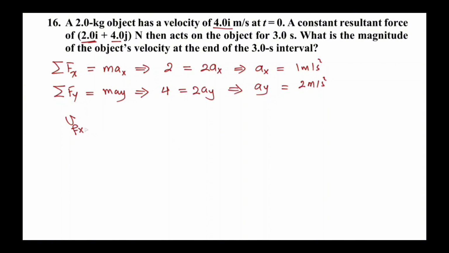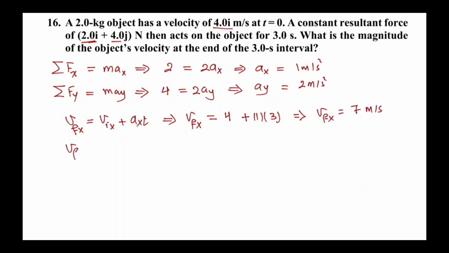A final x equals the initial x plus axt, and the final x is equal to, now v initial x is 4i hat, so it's 4 plus ax, which is just 1 times t, which is 3, and in total the final x equals 7 meters per second.